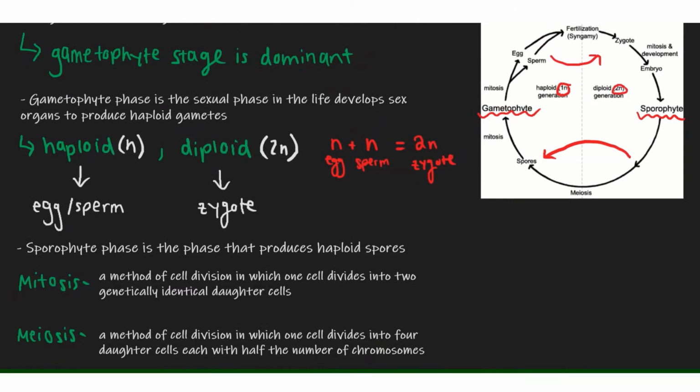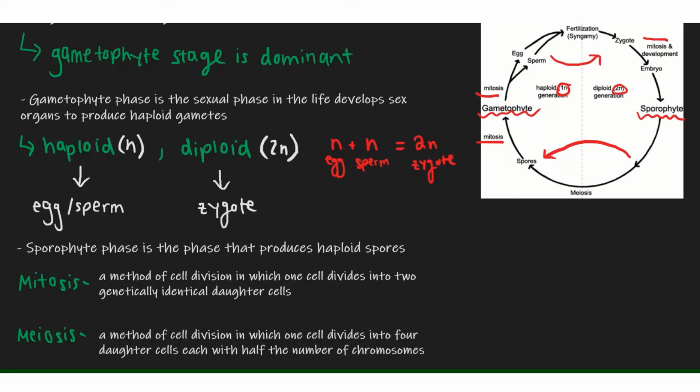Okay, we're just moving down a bit so we can see the definitions of mitosis and meiosis, and then we can look over them in the life cycle. Mitosis is a method of cell division in which one cell divides into two genetically identical daughter cells. So these daughter cells have the exact same genetic makeup as the parent. And if we look on our life cycle diagram, we see that mitosis occurs multiple times. So there's mitosis going from the spore to the gametophyte, from the egg to the sperm, and also from the zygote to the embryo.